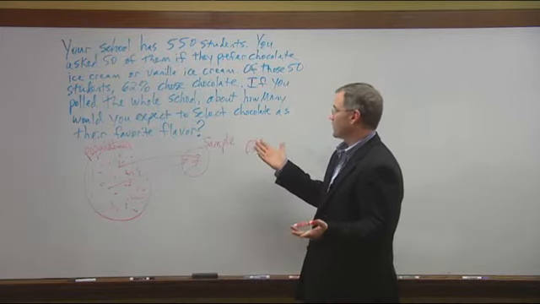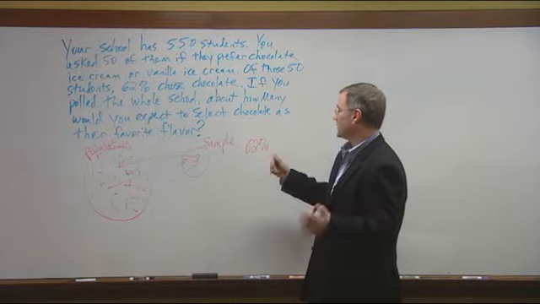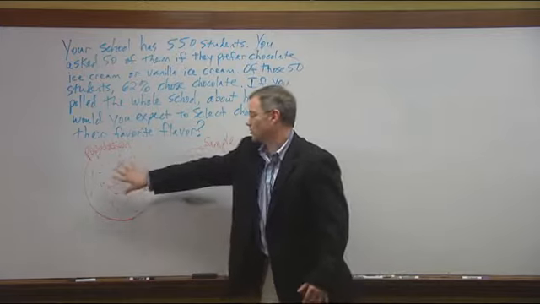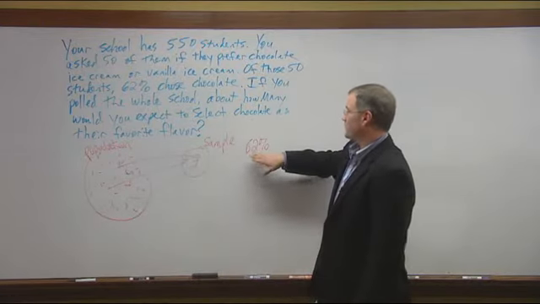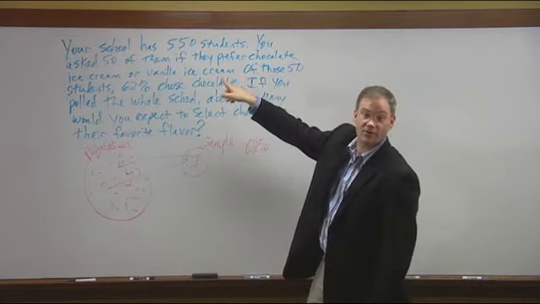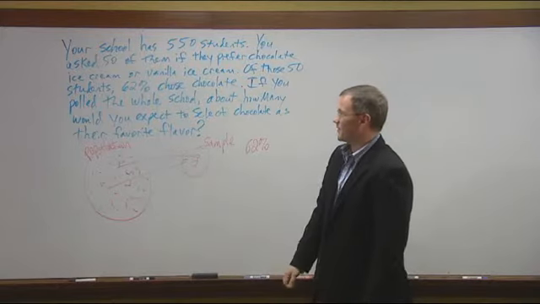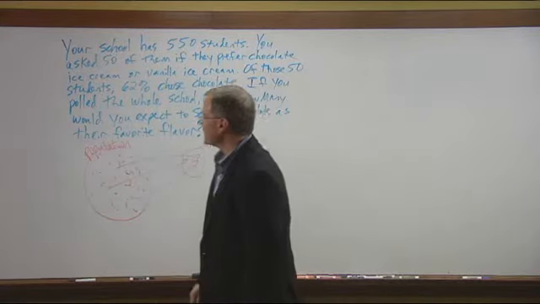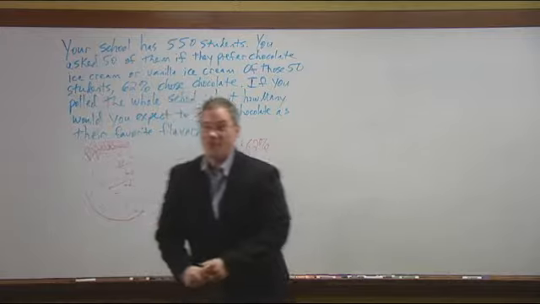So to answer the question about how many students you would expect to say in the larger population that they like chocolate, it would be 62% of 550. So if you make that multiplication, I believe that it turns out to be 341.